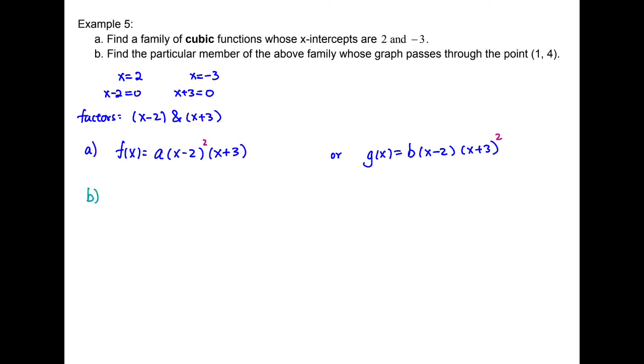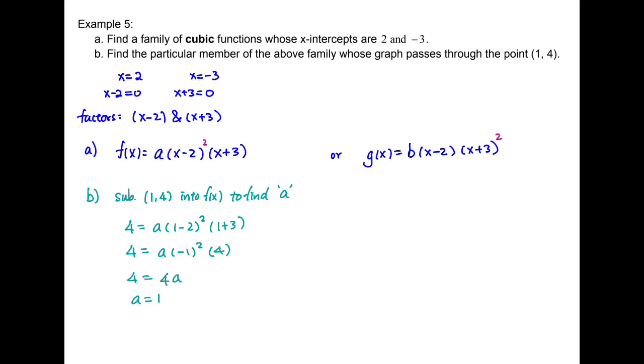Part B, we are going to find a particular member of the above families whose graph passes through the point (1, 4). Once again, we substitute the point into the function f(x) to find the value of a. Once we substitute 4 into the y, 1 into the x, simplify it, and solve, we get a equals 1. Therefore, we say the function h(x) equals x minus 2 squared times x plus 3.